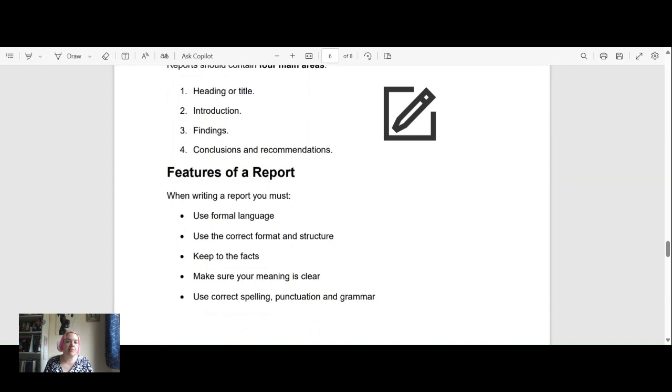Now, some of the features of a report that the exam board will look out for are things like our use of formal language, because if we are writing a report, it's very unlikely it's going to be for an informal purpose. We need to ensure that we are using the correct format and structure so it looks right and has the right flow. We need to ensure that we keep to the facts. Remember, this is not an emotive piece, it's not a highly descriptive piece. It should be a fact-giving experience. Making sure your meaning is clear and using correct spelling, punctuation, and grammar throughout.